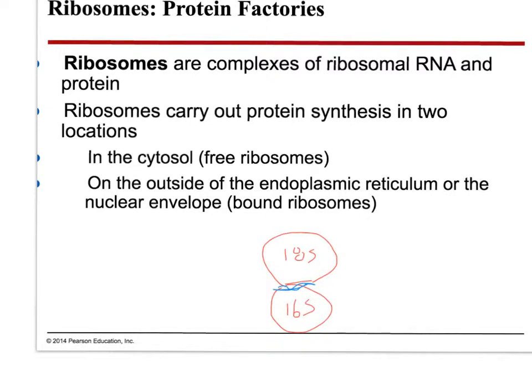What is the rough ER? It's a bilayer. What are ribosomes going to produce? Proteins. What else is made up of a bilayer?